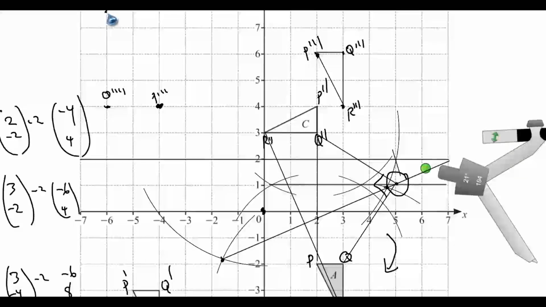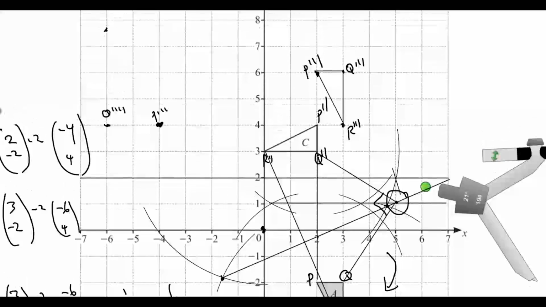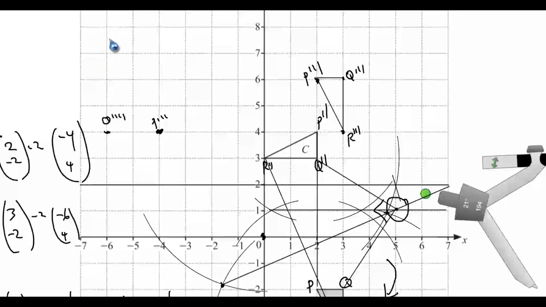So this is the point here. Let's scroll up for you to see. Sorry, this is the point here. Okay, so that will be R prime prime prime prime. So you need to connect them together. This, and this. So that is the enlargement.